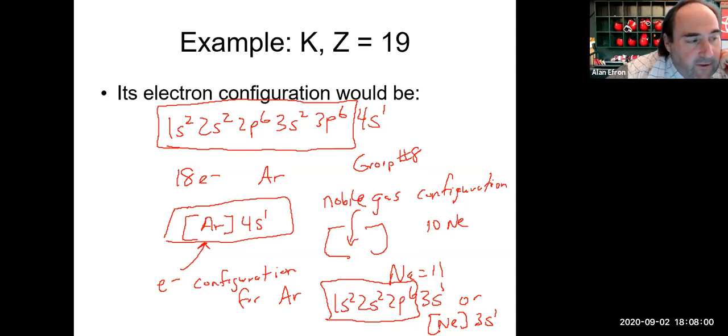So it is always the noble gas that comes right before whatever you're trying to write in terms of its electron configuration. Questions on that or writing noble gas configuration? Okay.